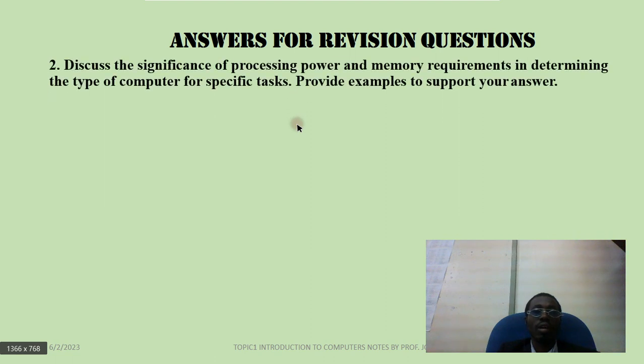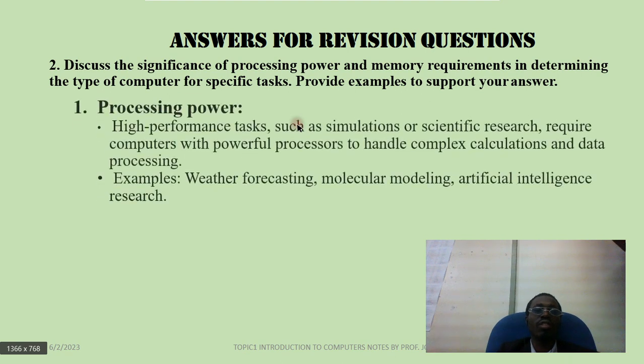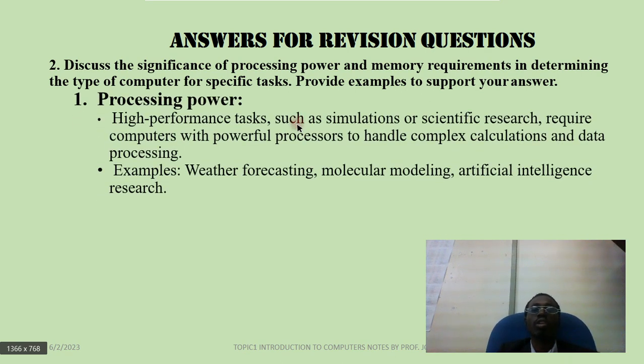Now the second question is: discuss the significance of processing power and memory requirements in determining the type of computer for specific tasks. And here I've asked you to give me examples that support your answer. This is how you can answer. Number one, you can talk about processing power. Then you explain a bit and give an example. That is, high performance tasks such as simulations and scientific research require computers with powerful processors to handle complex calculations and data processing. Examples, you can talk about weather forecasting, molecular modeling, and artificial intelligence research.